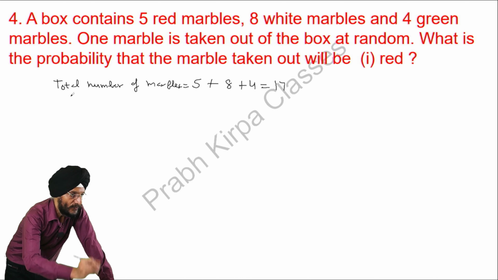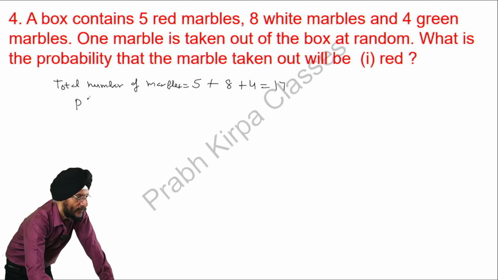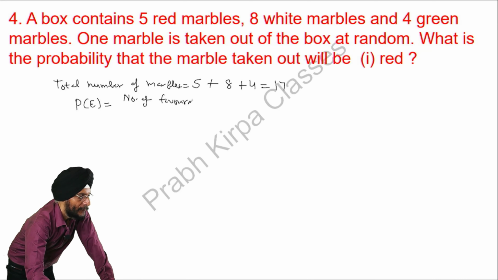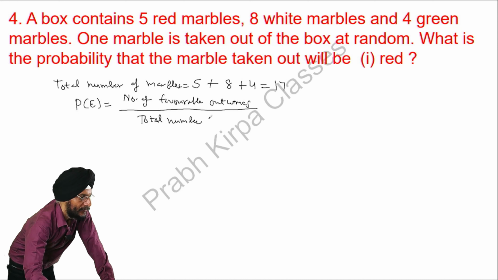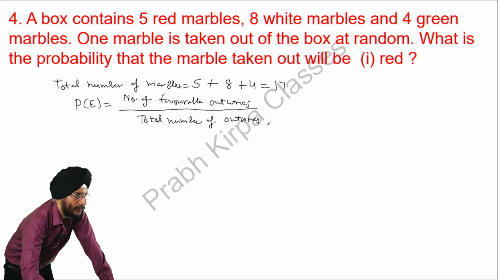Here, to find out the probability, we will use the formula: probability of occurrence of the event is equal to number of favorable outcomes divided by total number of possible or total number of outcomes.